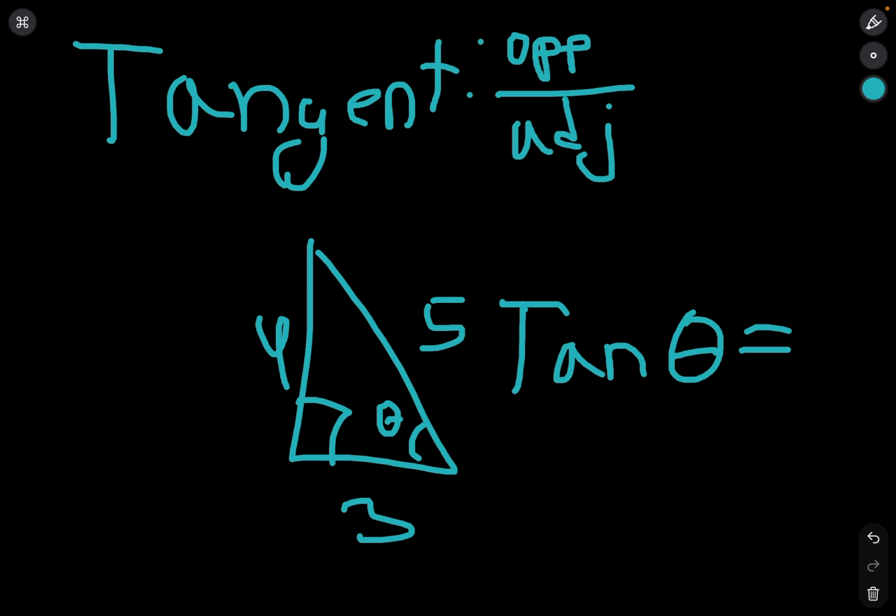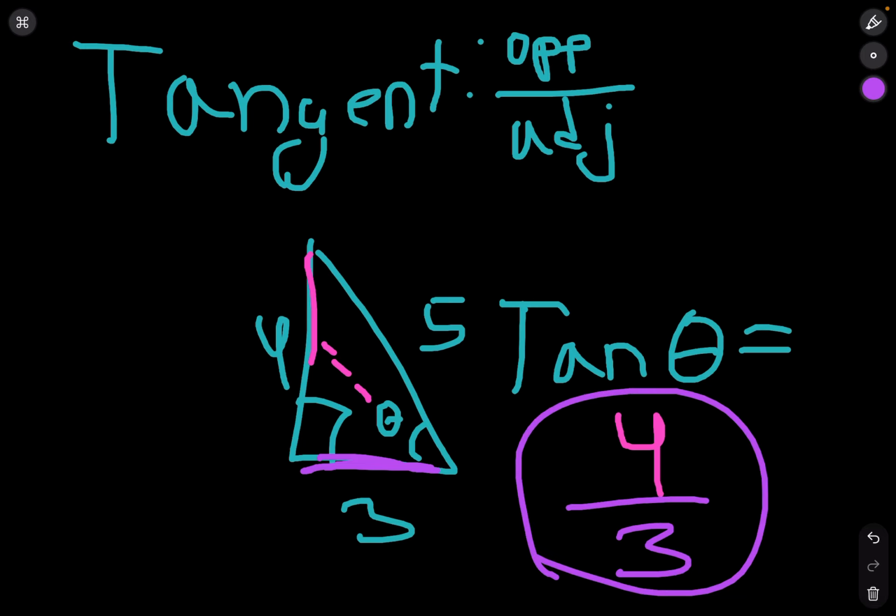Now, let's find the opposite of theta. So, the opposite, we're going to go 1, 2, 3. That's 4. And then the side the angle is sitting on, not the hypotenuse, is 3. So this is going to be 4/3. Easy as that.